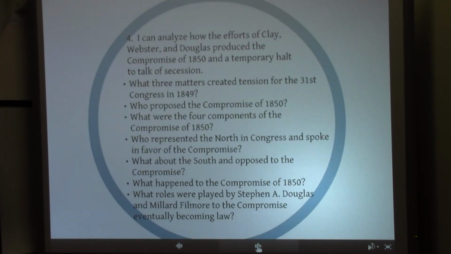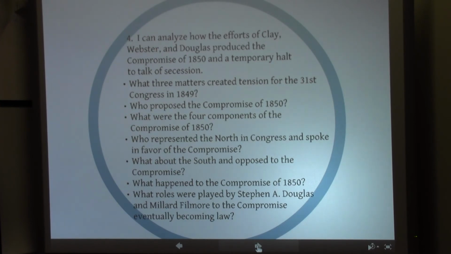The fourth objective, I can analyze how the efforts of Clay, Webster, and Douglas produced the Compromise of 1850 and a temporary halt to the talk of secession. Well, in 1849, the 31st Congress opened. There were three primary matters in front of them. One was the question of statehood for California. Another dispute was the North demanding the abolition of slavery in the District of Columbia. And the third was Southerners accusing the North of failing to enforce the Fugitive Slave Act of 1793.